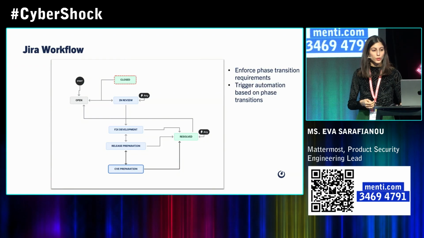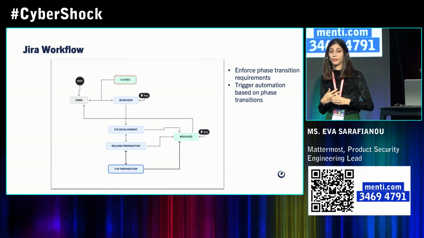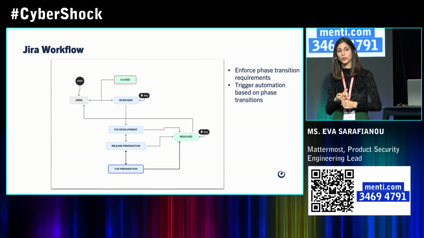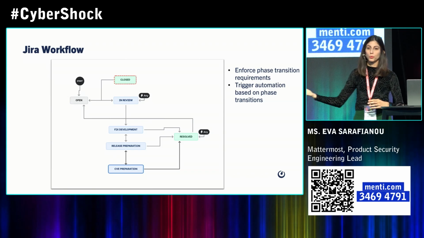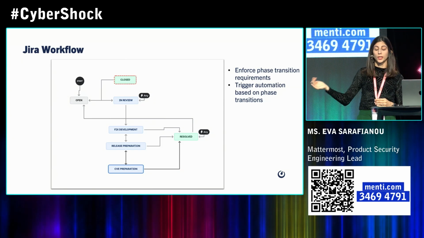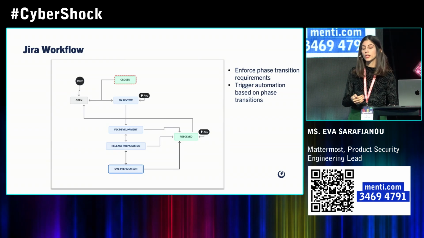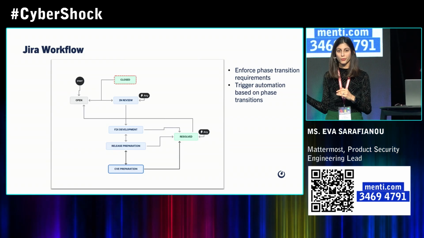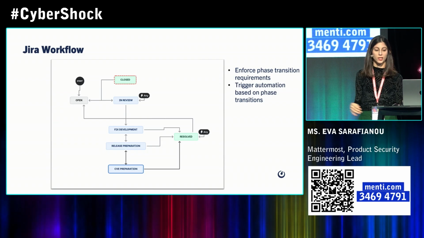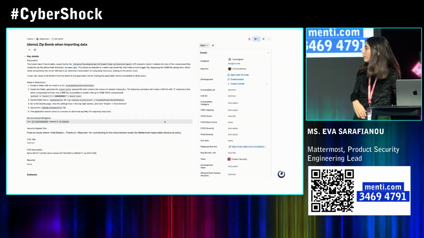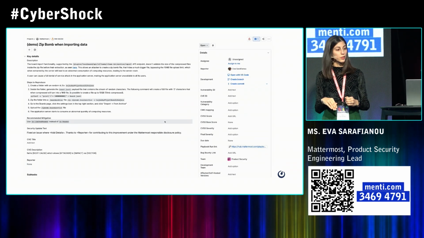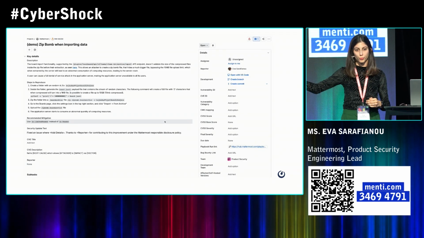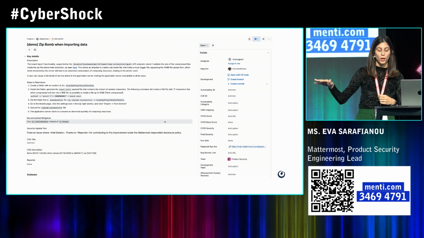Now, what this allows us to do is that we can enforce phase transition requirements, and this is how we make sure that we collect all the data we need for our metrics. So before you move to the next stage, you cannot do that unless specific vulnerability data are filled. And you can also trigger automation once you transition to different phases so that different actions can take place. So I know this is small letters, I'll explain. The next 3 slides are videos that walk you through the process internally, and I'll be pausing and explaining.